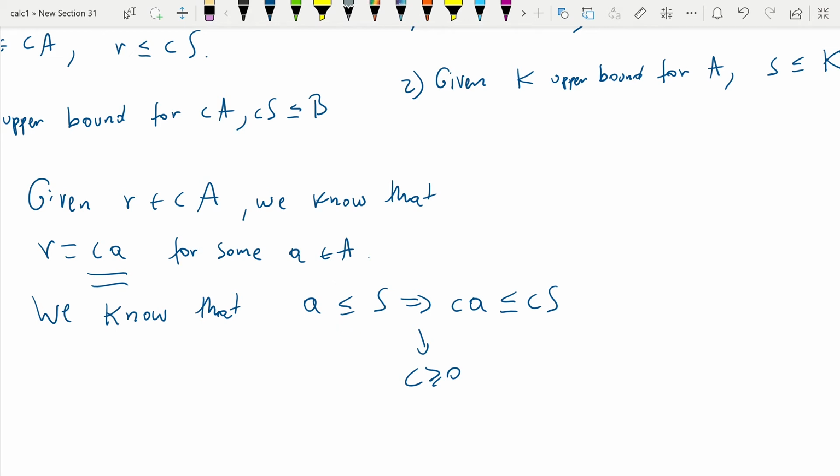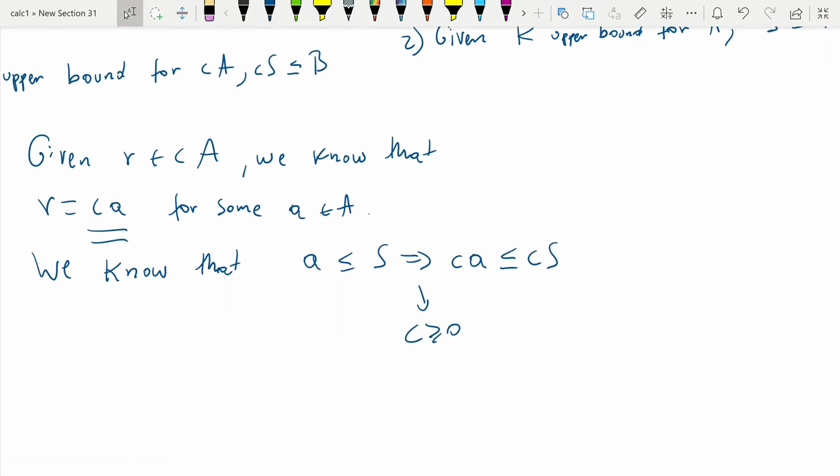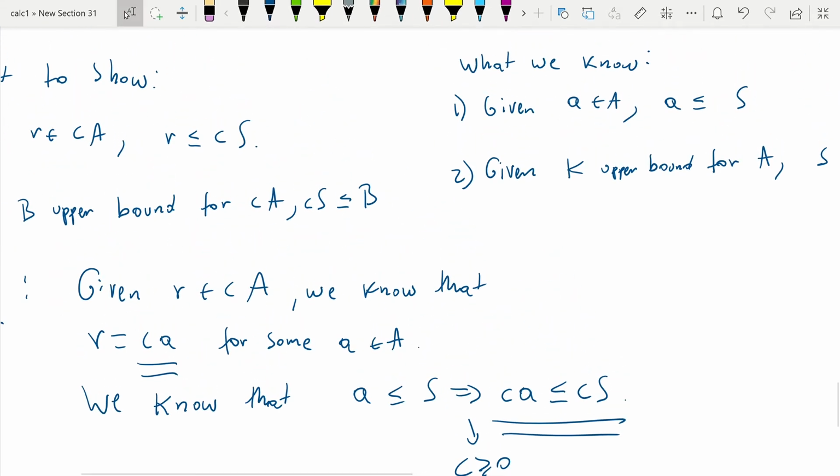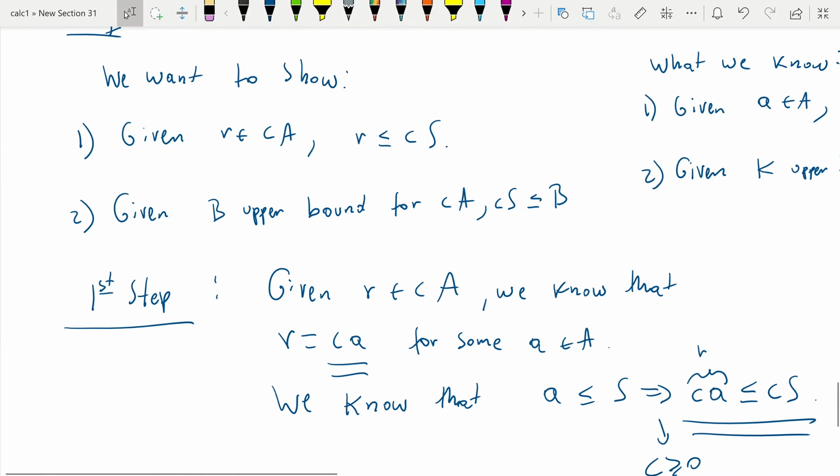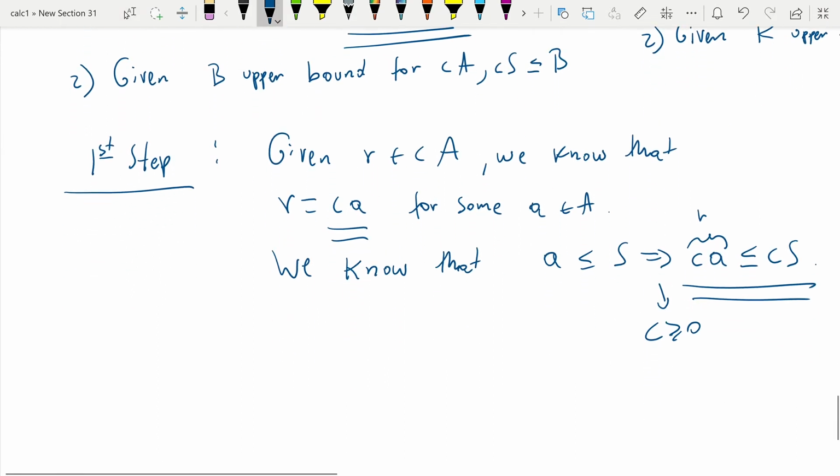Okay, and so that's how we use the first property. And so we've shown here what we wanted to show was that CA, remember, the CA is just R. So R is less than or equal to CS, and this is what we wanted to show. That was the first step. This is what it says over here, and this is what we've established.